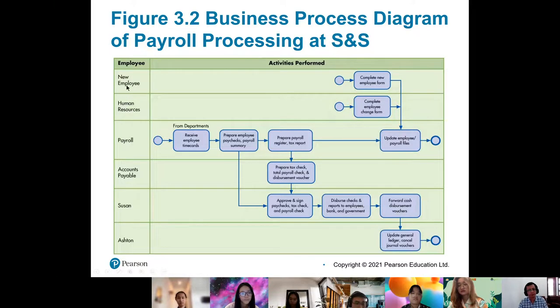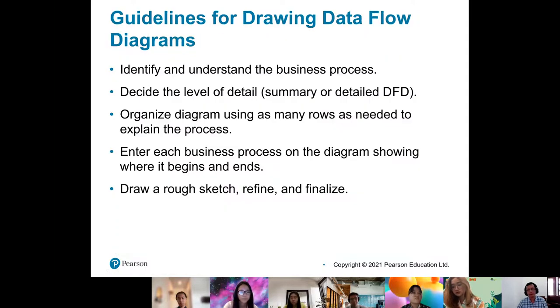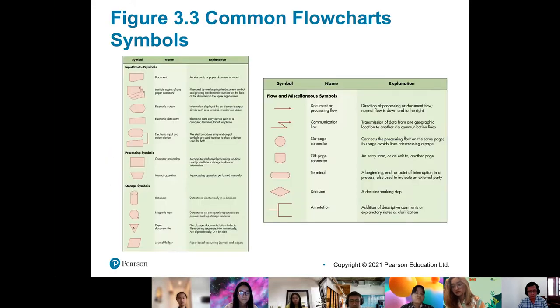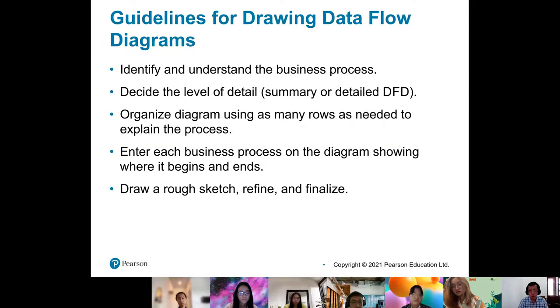So this is an example. Okay. So this is the people who conducted that activity, and these are the activities performed. So a new employee, for example, starts by completing the new employee form, human resource completes the employee change form, payroll will start the payment, and then it's finished after updating the employee and payroll file, and so on and so forth. Okay. The next is the data flow diagram. Data flow diagram shows where the data is coming from and where the data is going and what happened to that data. It shows how the data flows.